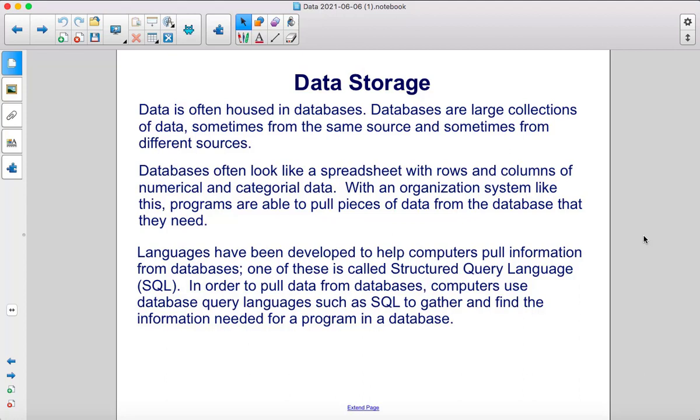Languages have been developed to help computers pull information from databases. One of these is called Structured Query Language, or SQL. In order to pull data from databases, computers use database query languages such as SQL to gather and find the information needed for a program in a database.